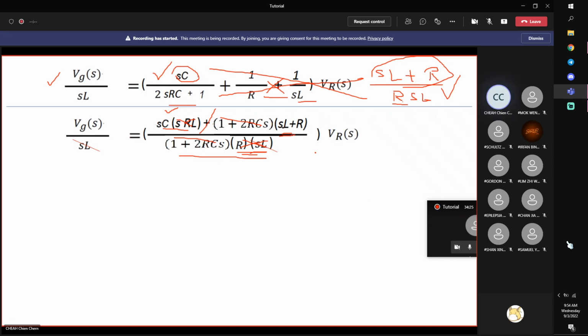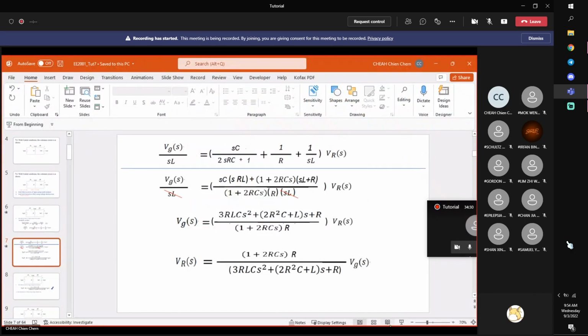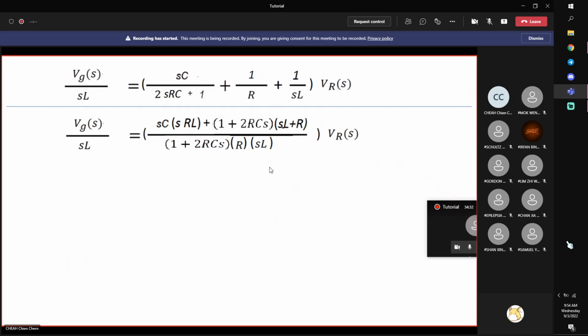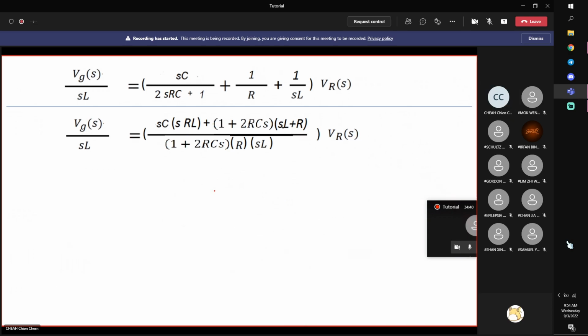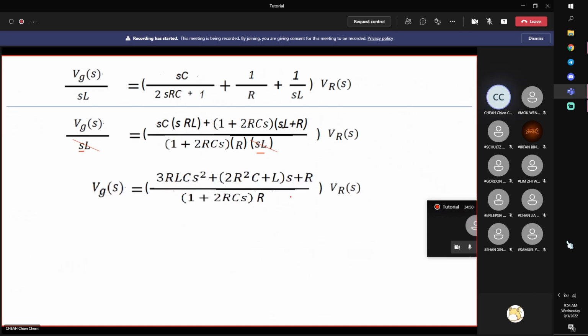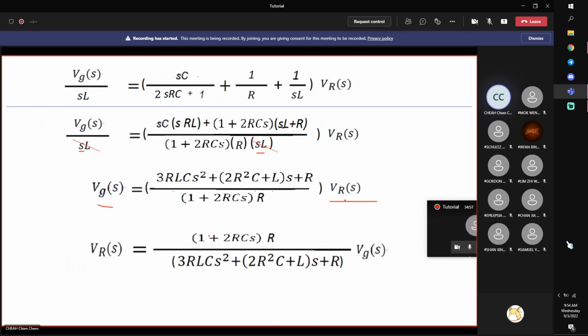Now, next, notice that this term and these terms are the same, so I can cancel them out, right? Further simplify it, and therefore I get the relationship between VG and VR, right? VG and VR. But what I want is the reverse. I want to get VR in terms of VG.